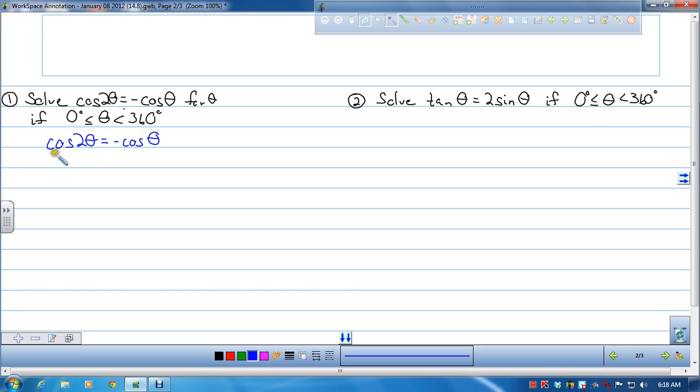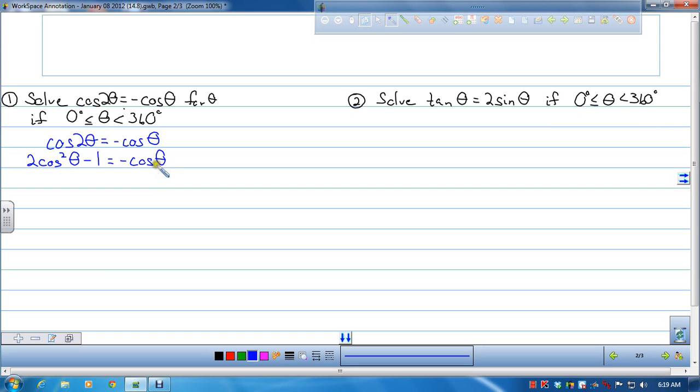Initially, I see that I'm not even taking the cosine of the same value here, so I'm going to have to change that. And I know that this is a cosine double angle formula. So in order to write this as cosine of theta instead of cosine 2 theta, I can use one of those double angle formulas, and I would go to 2 cosine squared theta minus 1, and that's equal to negative cosine theta. So all I did was rewrite the left-hand side of this equation.